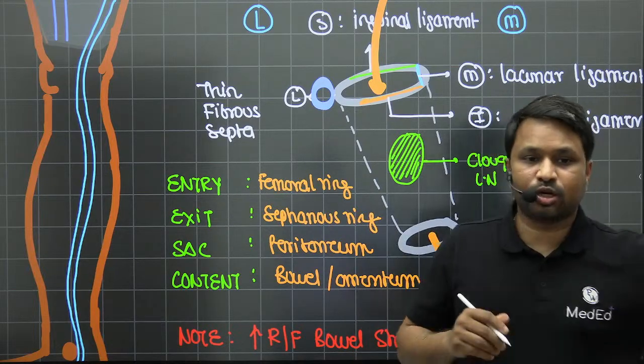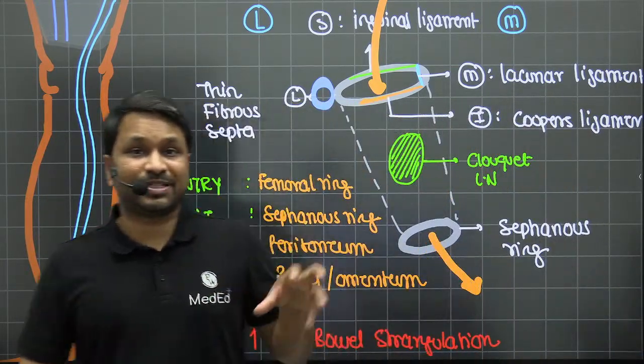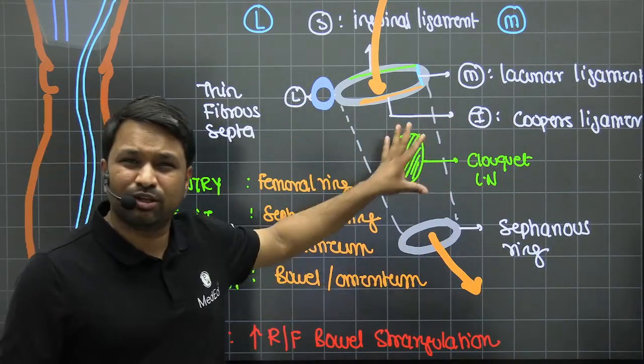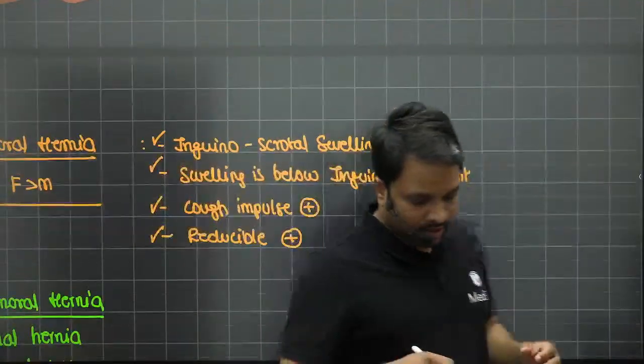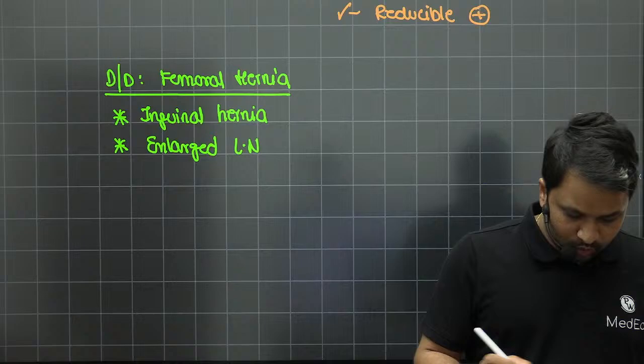This is what we call a Lockwood lymph node, a lymph node that is present inside the femoral canal. In fact, when we talk about the content of the femoral canal, it is the Lockwood lymph node that is present, right? So it could be an enlarged lymph node as well.